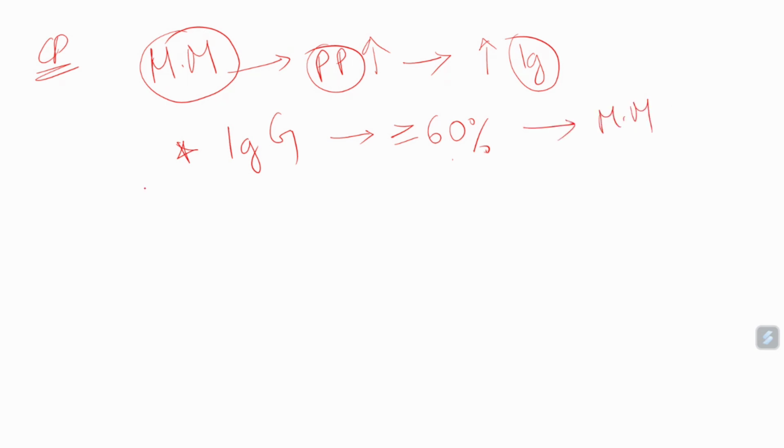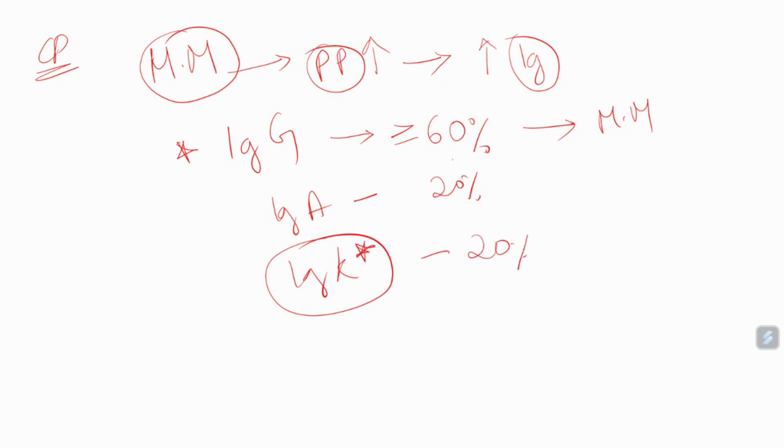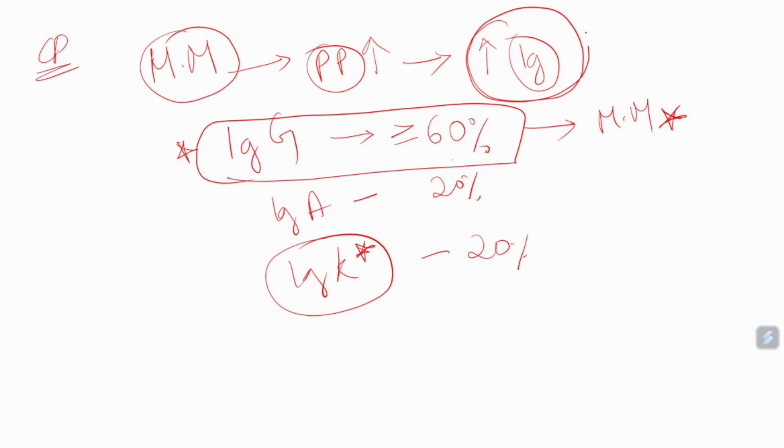So in multiple myeloma, IgG concentration is 60%, and among the remaining immunoglobulins, IgA has 20% concentration, and we have Ig kappa, which is important, also 20%. So especially IgG concentration is very high in multiple myeloma. This is an important clinical presentation you have to remember. Now, as I told, there is an increased amount of immunoglobulins in the plasma.